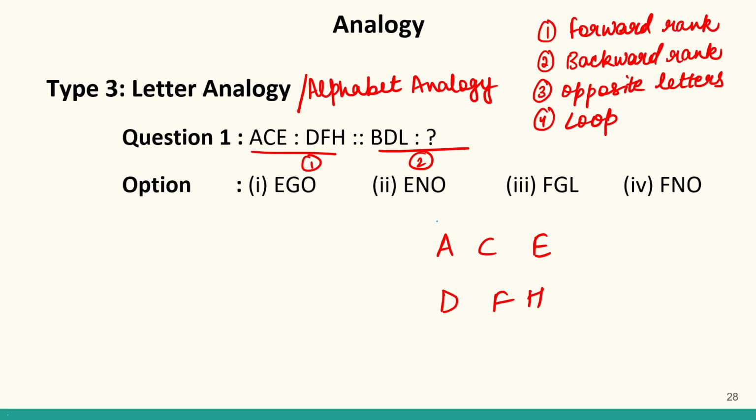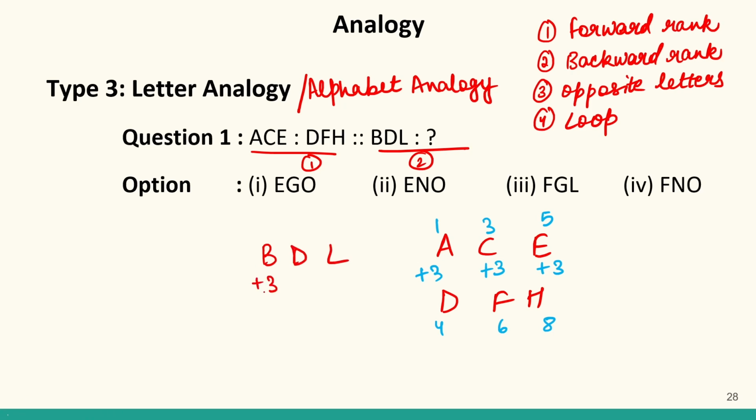From A to D, if we are going, sorry, this is 4. Then we are moving 3 positions forward. From here, we are moving how many? We are moving 3 positions forward. And E is 5 and H is 8. Here also we are moving 3 positions forward. So we have to do the same thing for BDL.